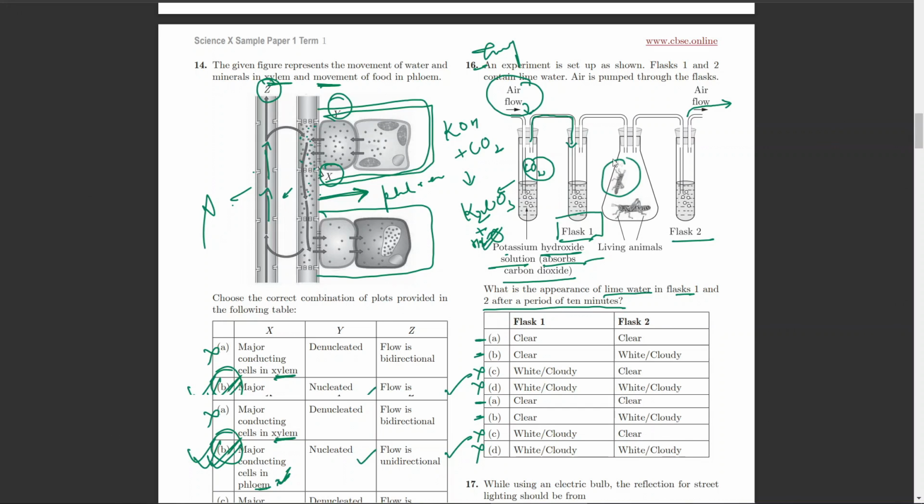Here you can see you have been given with living animals, and we already know that the respiration takes place and they respire, they give out carbon dioxide gas. So what will happen? Carbon dioxide gas will pass from this flask into the flask 2, right? And here we have lime water. When carbon dioxide will mix in the lime water, then lime water will turn milky or cloudy, right? So this reaction will take place, and hence the option B is the correct option. I hope this is clear to all of you.